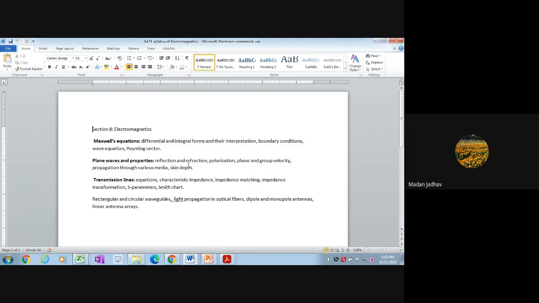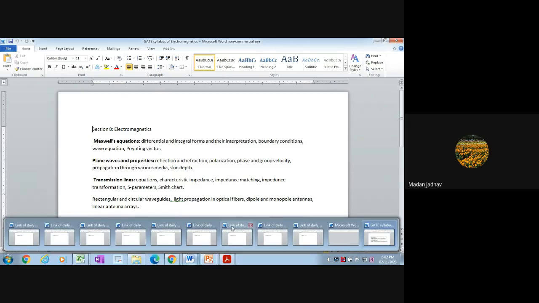Tomorrow also the class will be conducted from 5 to 6. Tomorrow also you join this class, and we will cover the next points, that is the wave equation and Poynting vector, and also reflection and refraction. Therefore today we will stop here, and tomorrow we will meet at 5 to 6.